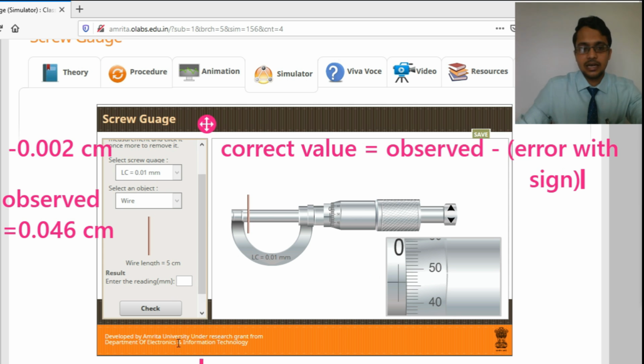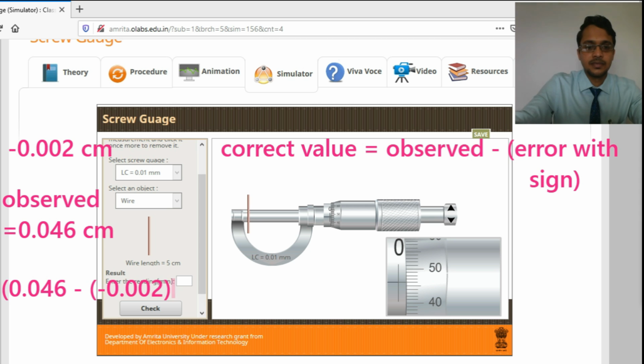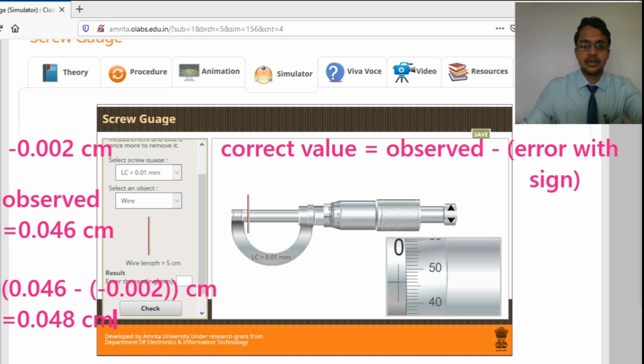Now how to calculate this correct value? So you will calculate it like this. Observed value means how much? 0.046, then minus, this is negative error, so again put bracket, minus 0.002. Okay, that much centimeter. You will get how much? Equal to 0.048 centimeter. Clear?